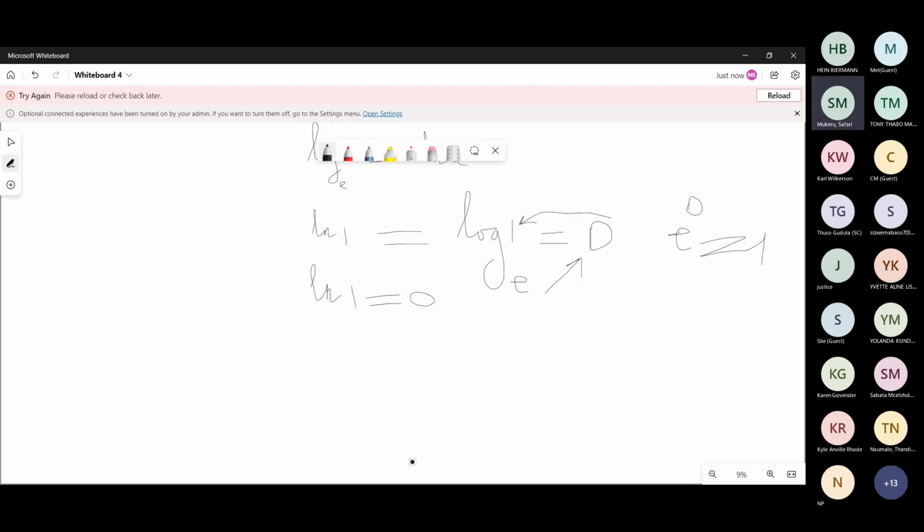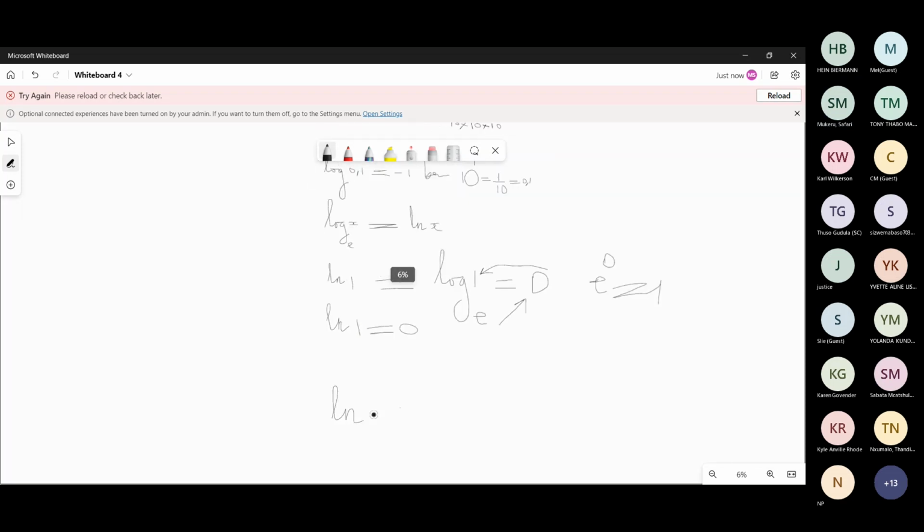Good. If I ask, what is ln of e? It's one. It's like I'm asking the logarithm of e in the same base e, right? What is ln in base e? It's one, of course, e power one. Every number power one gives the same number, right?